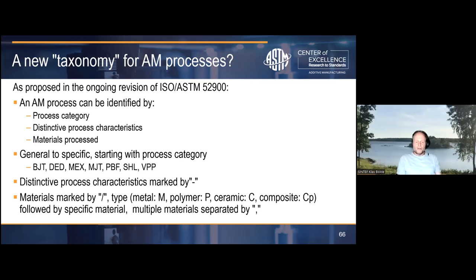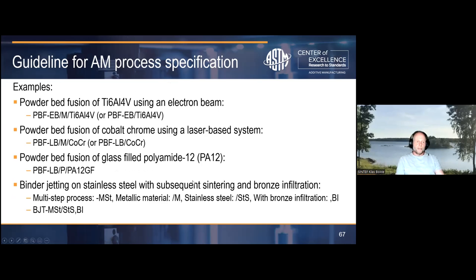Typically, if you have a general material, the metal is marked M for metals, P for polymer, C for ceramic, and CP for composite, followed by the specific material if you need it. Multiple materials are separated by commas. For example, powder bed fusion of titanium Ti64, aluminum vanadium, using an electron beam, would be PBF-EB/M Ti64 or PBF-EB/Ti64. Powder bed fusion of cobalt chrome using a laser-based system, PBF-LB/M CoCr or PBF-LB/CoCr. Powder bed fusion of glass-filled polyamide 12, PA12, PBF-LB/P PA12GF.